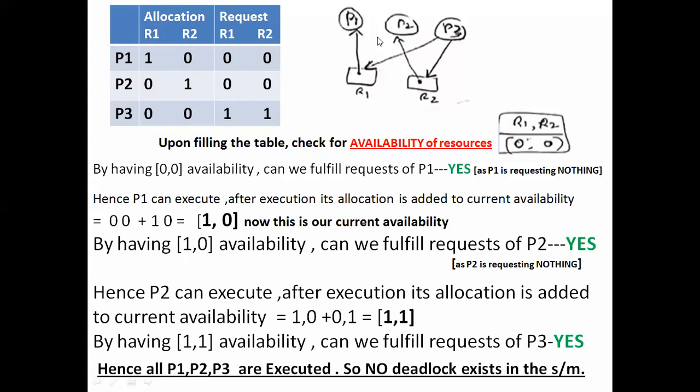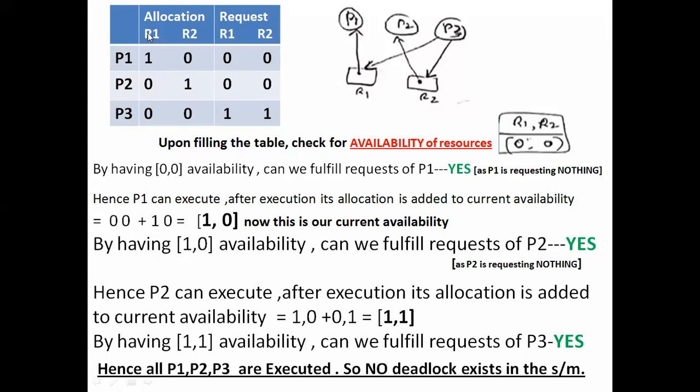Okay, so you can look at the figure and fill the allocation of request matrix for the processes P1, P2, and P3. If you look at the figure, this resource R1 is allocated to the process P1. So this single resource of R1 is allocated to the process P1, right? Hence you have written here 1.